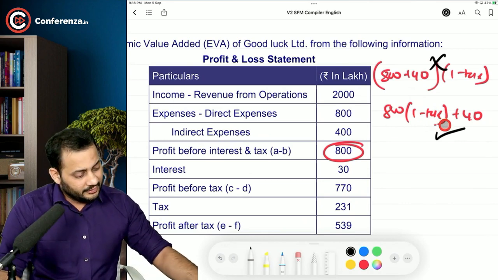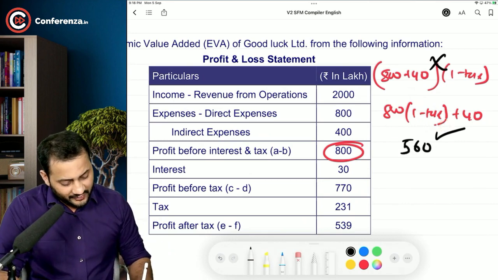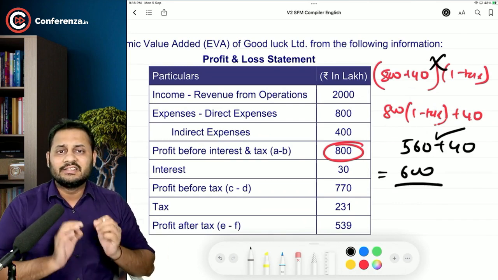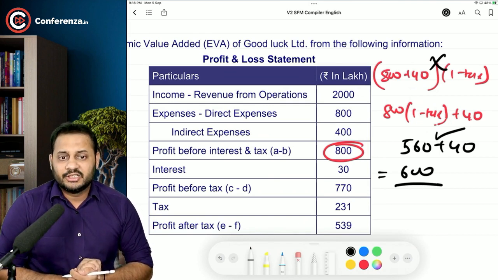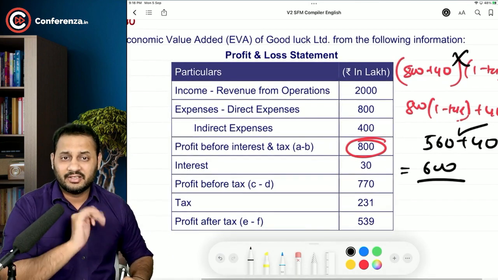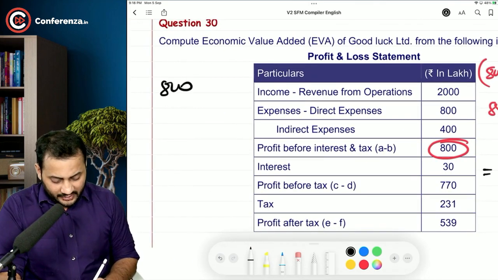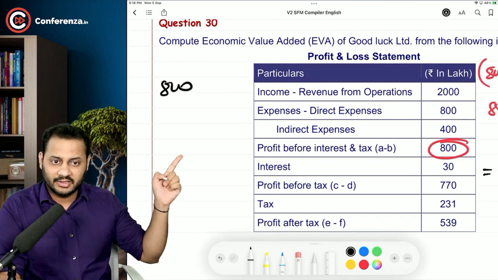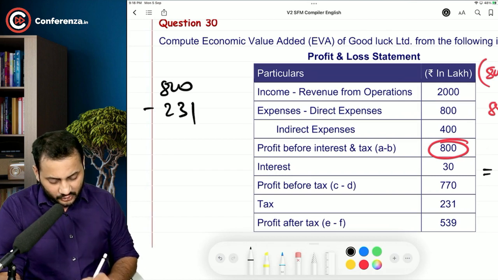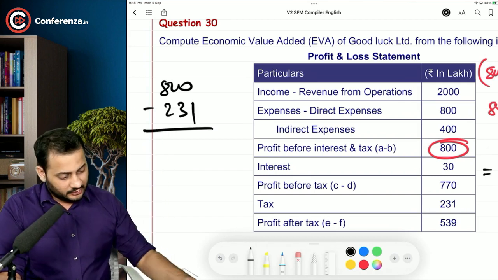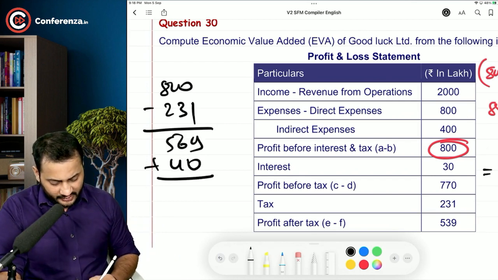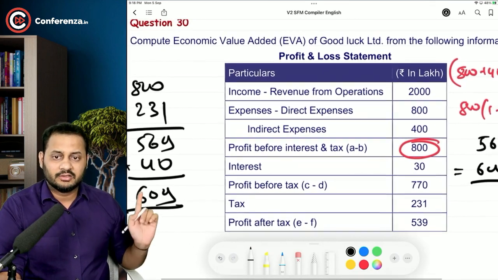So 800 less 30% comes to 560 plus 40 goes to 600. Now my answer is 600, but the institute has made a mistake. Institute has taken the real tax of 231 as a deduction. Now what is the treatment of institute? I will show you. They have taken 800 profit before interest and tax, and they have deducted 231, the real tax. The answer comes to 569, and then they added 40 into that, and the result is 609.